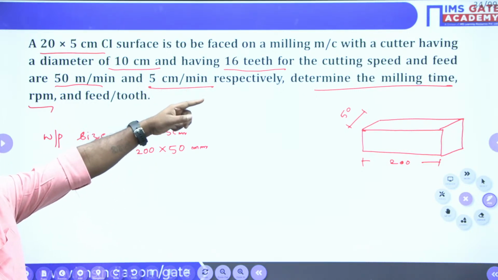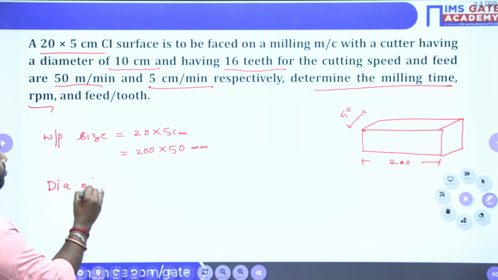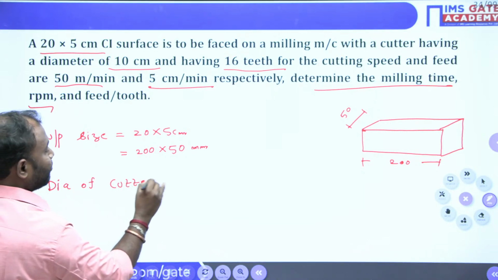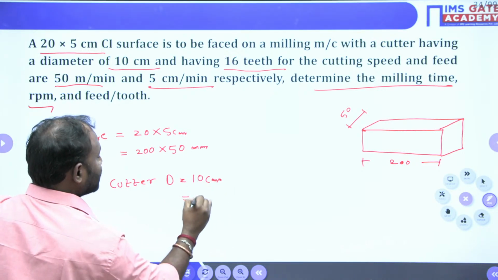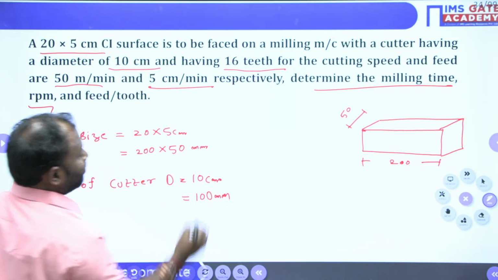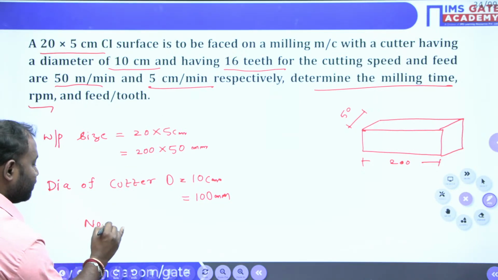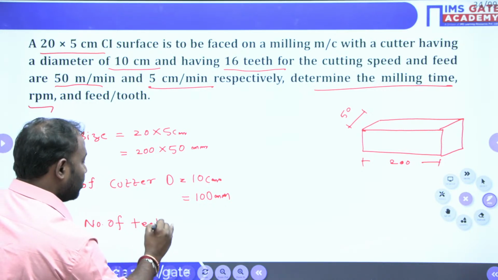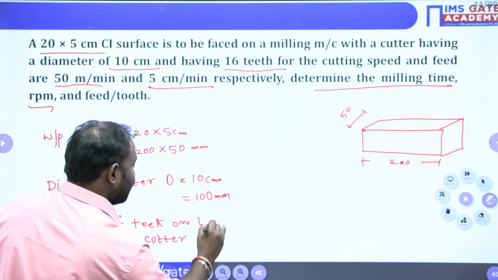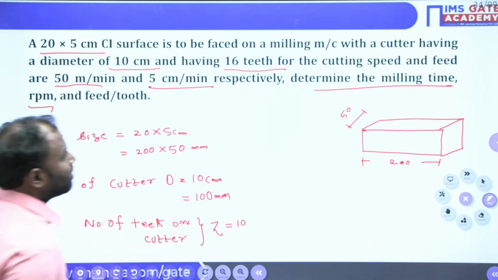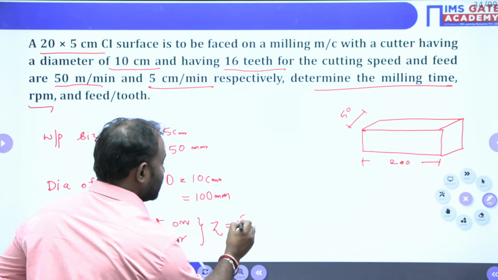Now next, milling machine cutter having diameter. Diameter of the cutter is given. Diameter of cutter D is equal to 10 centimeter. Now I just converted this into 100 mm. Having teeth, number of teeth on the cutter, so we consider it as Z is equal to 10, I guess, right? Oh my God, having 16, it is not 10, it is 16.